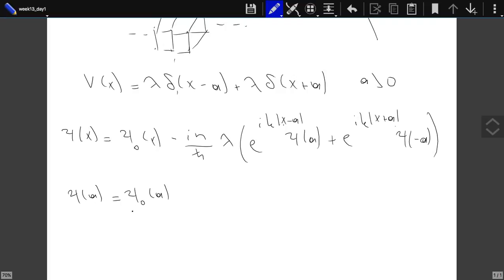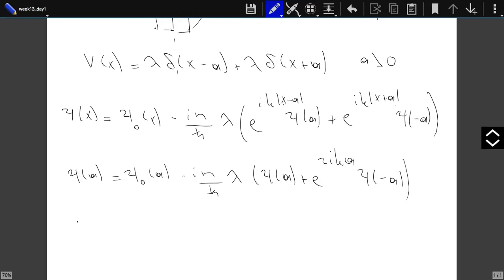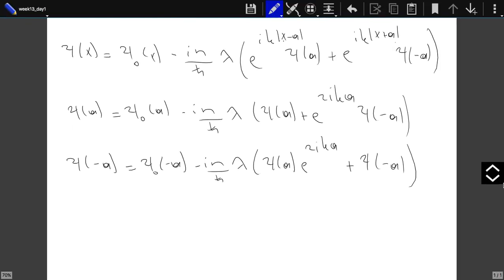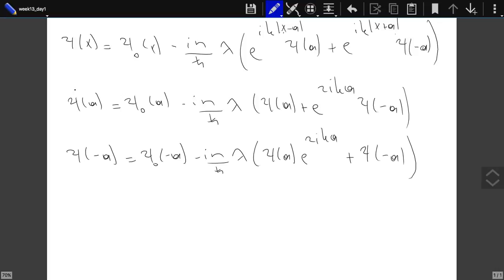Psi of a will be psi 0 of a minus i m over h bar lambda times psi of a plus e to the power 2 i k a, psi of minus a. This is one equation we have. And now psi of minus a is equal to psi 0 of minus a minus i m over h bar lambda times psi of a times e to the power 2 i k a plus psi of minus a. So these are the two equations we have for the two unknowns.